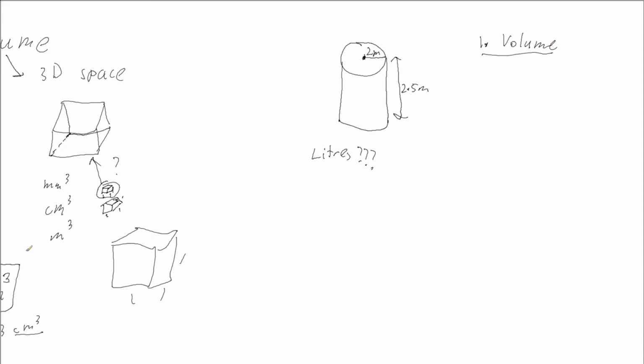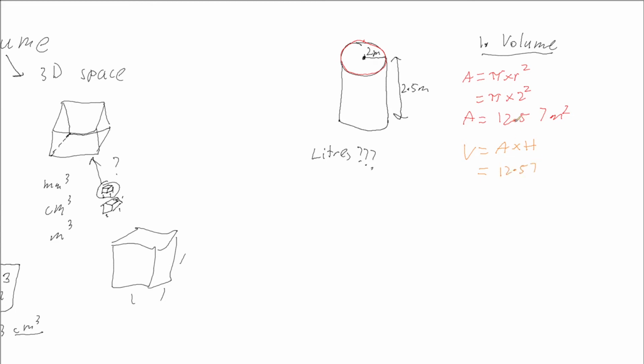Now, to work out the volume of this shape, we start off with finding the area of the circle, and then we multiply by height, because this is a prism. And the volume of a prism is the area of the base multiplied by the height. So I can work out the area of that circle, which is pi times radius squared. And so I can have pi times 2 squared. And so that gives me an area of 12.57 meters squared. And then to get the volume, I'm going to take that area and I'm going to multiply by height.